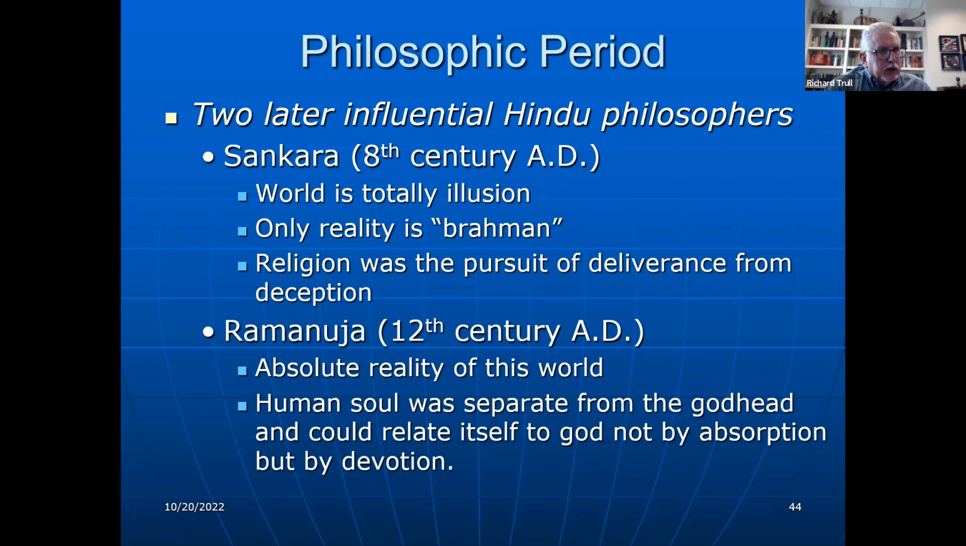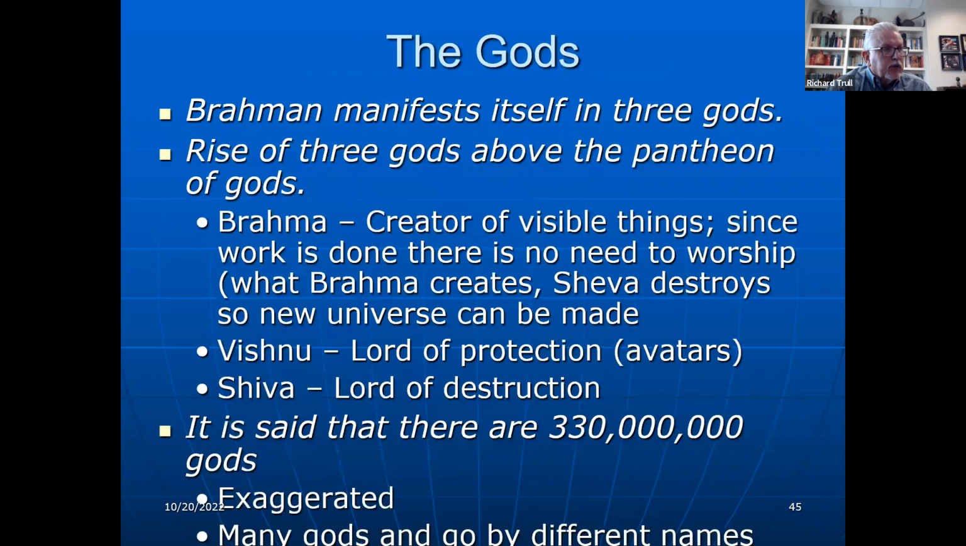Then Ramanuja in the 12th century took a totally different tack. Now he's saying actually the world has absolute reality. So he's really going against the grain of Hinduism, this idea of the world being an illusion. The human soul was separate from the Godhead and would relate itself to God, not by absorption, but by devotion. And so here you get the being devoted aspect, and that human self and soul being devoted to God or a goddess.